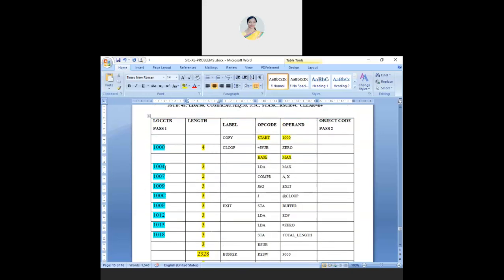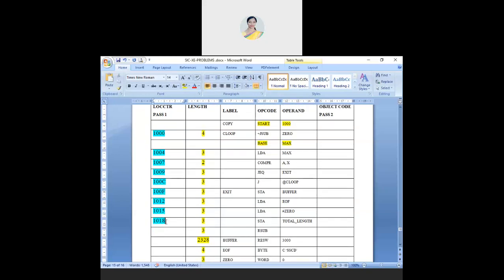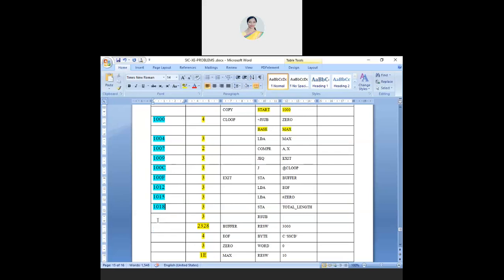So the starting address is 1000 and plus 4, 1007 plus 2, 1009 and plus 3, 100C. Okay, and plus 3, 100F, right? And plus 3 that is 1012, right? And next is 15, and next is 18. And this will be how much? 101B, okay, and plus 3, it will be 101E.